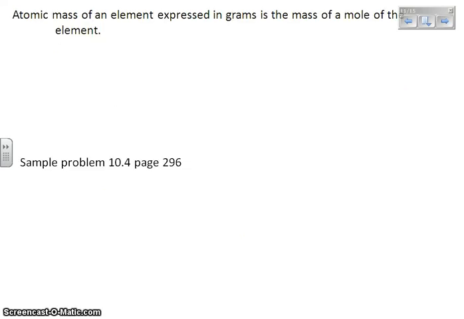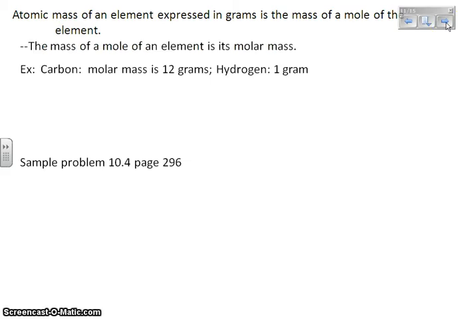Okay, so now we're going to talk about the atomic mass of an element. And that atomic mass of an element, expressed in grams, is the mass of the mole of the element. The mass of a mole of an element is its molar mass. For example, carbon. Carbon has a molar mass of 12 grams. Hydrogen has a molar mass of 1 gram. Where do I get this information from? Correct. The periodic table.